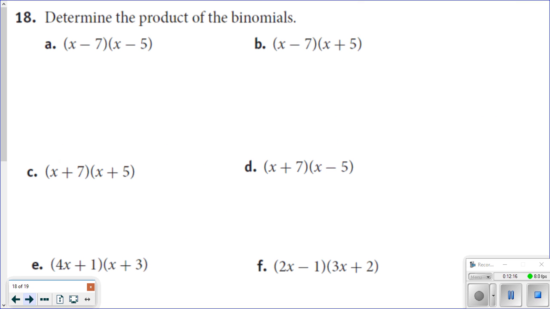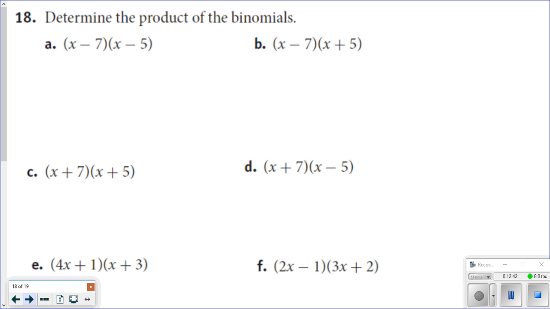Page 374. Take a look at question 18. I want you to work on A through F. If you don't have enough room, use the My Notes section of your book on any of these pages, or you can get a lined piece of paper, a scrap piece of paper, and you are going to determine the product by multiplying. Again, it's your choice.